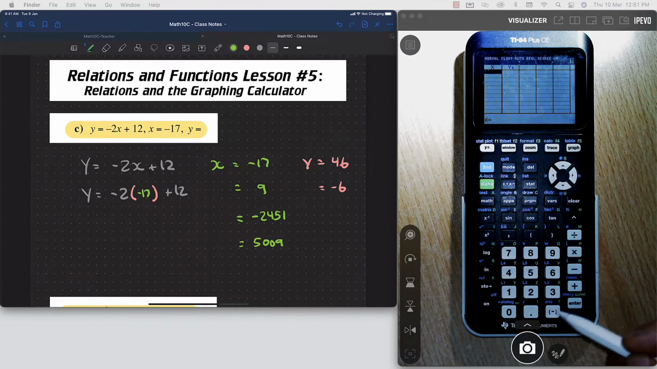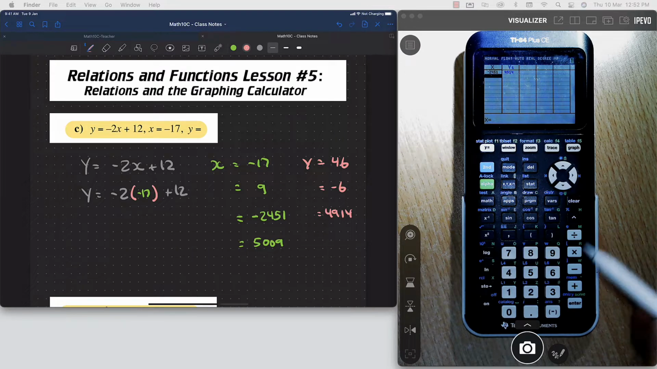So in this case, I'm going to put negative 2451, hit enter, and you can see it tells me that the value of y will be 4,914. And now I can just insert another value really quick, 5009, hit enter, and it tells me that it's going to be a negative 10,006, I believe that says. Okay, so you can see that's very convenient.